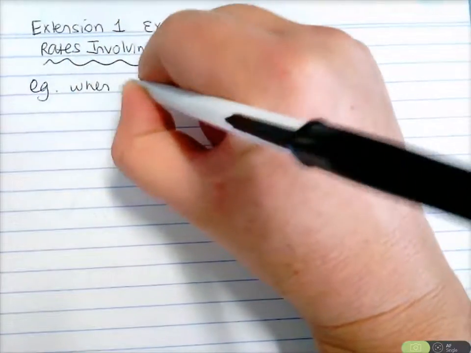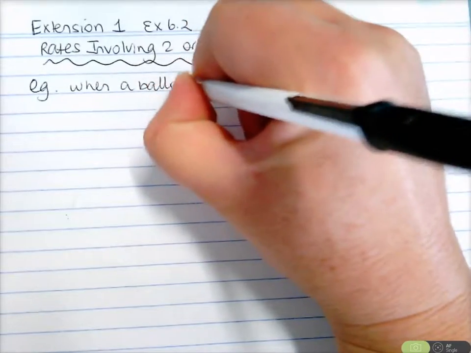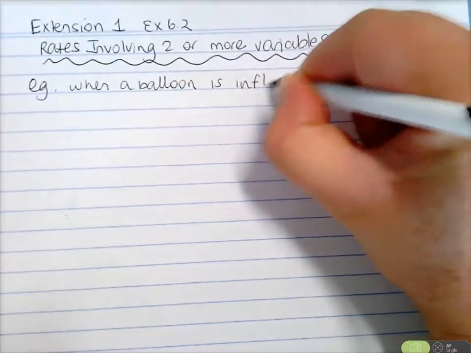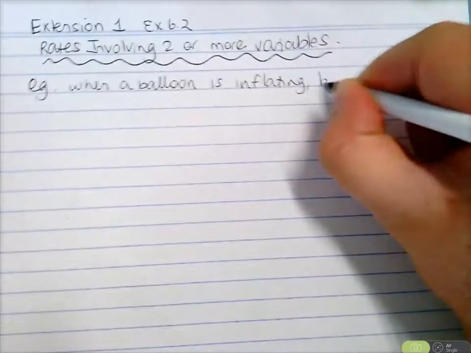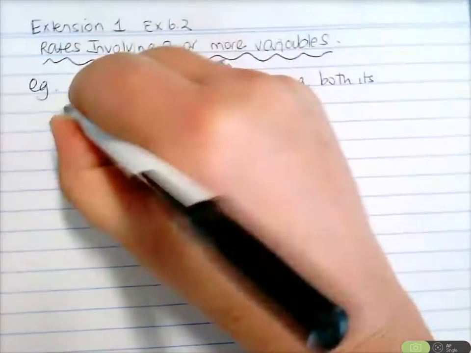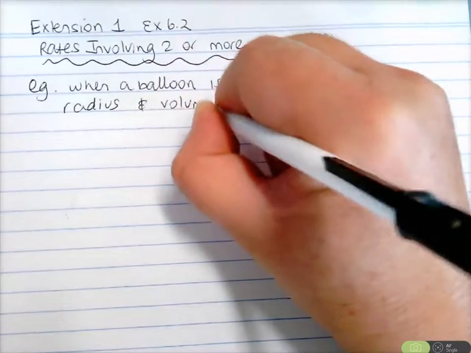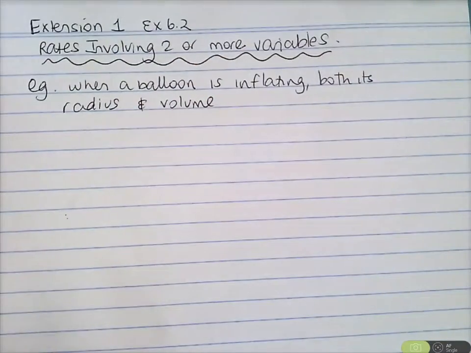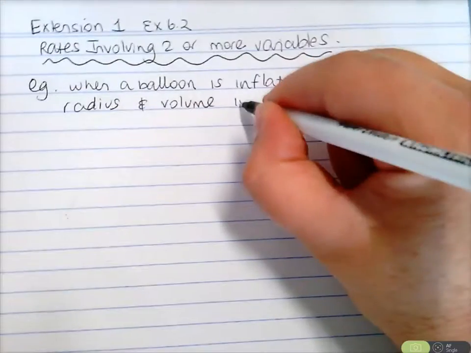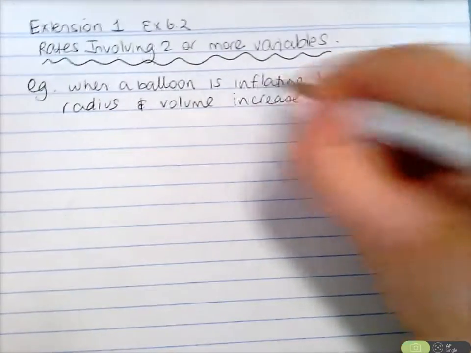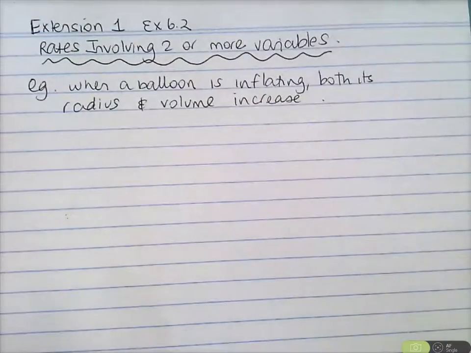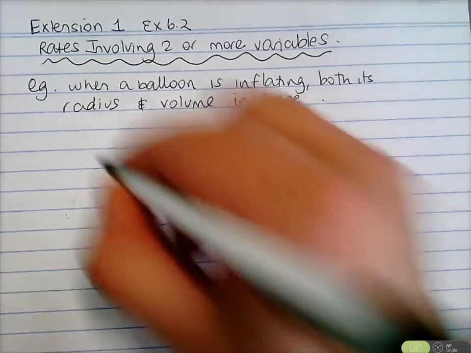So, for example, when a balloon is inflating, both its radius and volume, and I suppose you could say its surface area as well, increase, but don't put surface area. So, when a balloon is inflating, both its radius and volume increase.